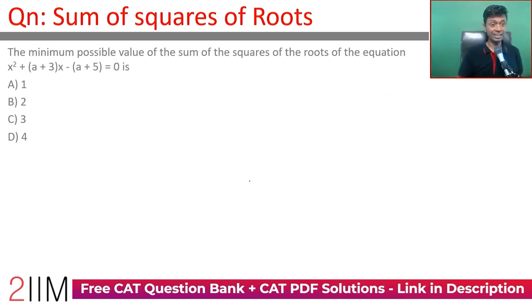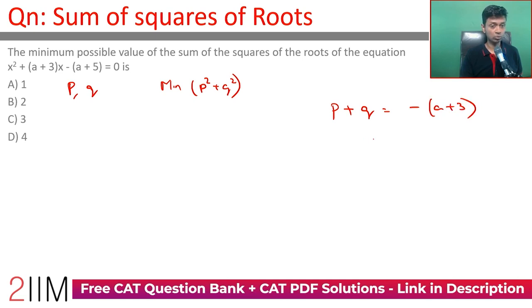Sum of squares of roots. The minimum possible value of the sum of the squares of the roots p and q of the equation, the two roots of a quadratic. We want to find the minimum value of p² plus q². We know the sum of the roots and product of the roots formulae. Sum of the roots p plus q is minus b by a, which is minus of a plus 3.